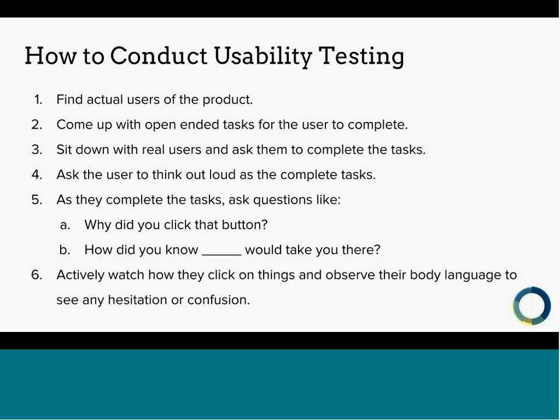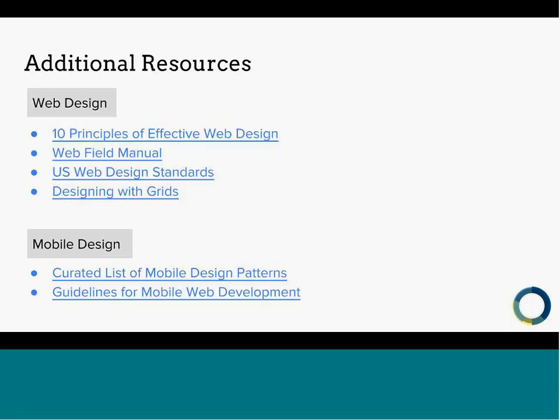Ask the user to talk out loud as they complete this. That will help you understand what they're going through. And actively watch how they click on things and observe their body language, because that will show any hesitation or confusion. That's why I personally recommend in-person user testing, because you can get a lot more out of it. But there are ways to do it online and still get as much out of it.